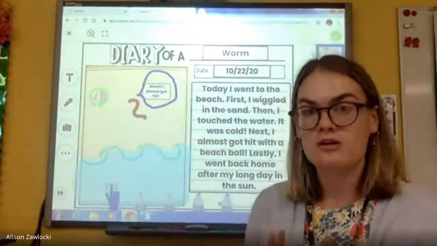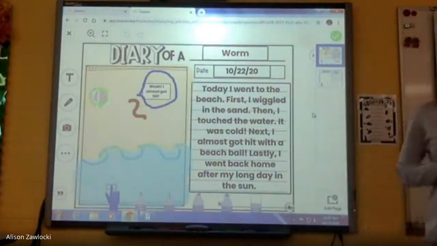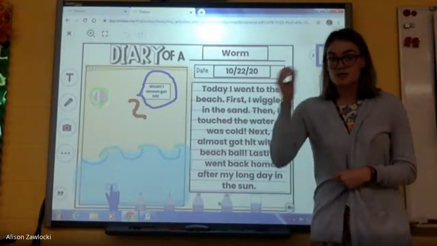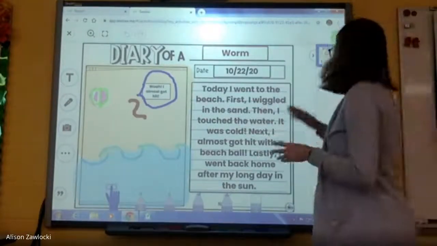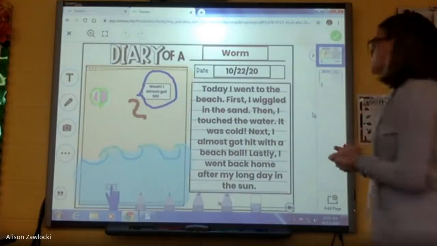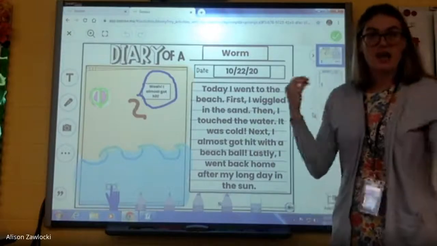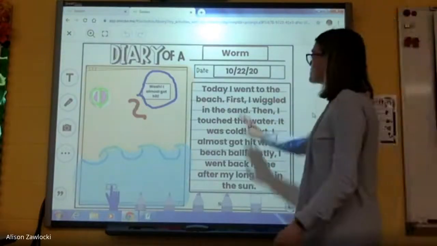I'm going to show you what you're going to be doing on Seesaw. You get to make your very own diary entry from the perspective of the worm. So you're going to pretend that you're the worm for the day. So it is 10/22/20, and I gave an example for today. So I said, today I went to the beach. This is what I did today if I was the worm. Diary of a worm, notice that.